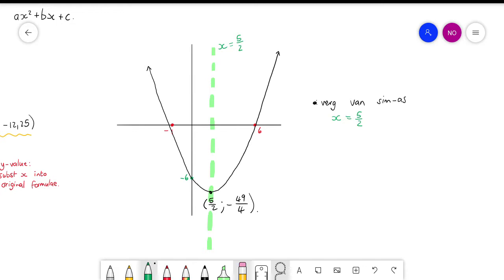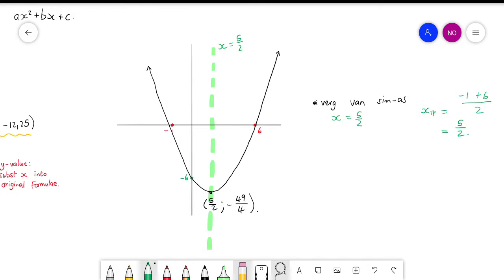So 'n ander manier om by daai uit te kom is jy kan sê die x-waarde van die draaipunt is gelyk aan -1 plus 6 gedeel deur 2. Because we're looking for the place halfway between the two. So I add the two together and I divide it by 2. And that will also give you 5/2. So as jy dit so wil doen, mag jy ook.